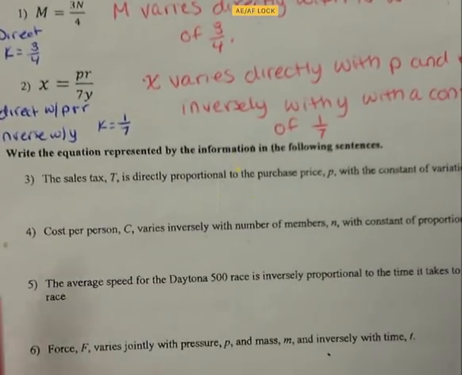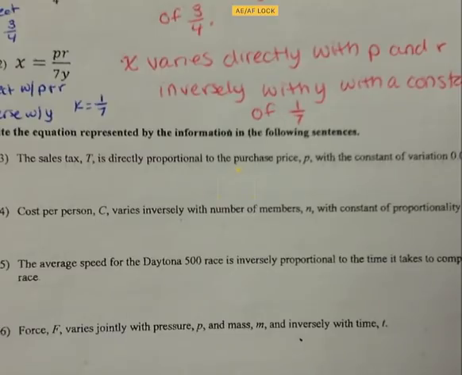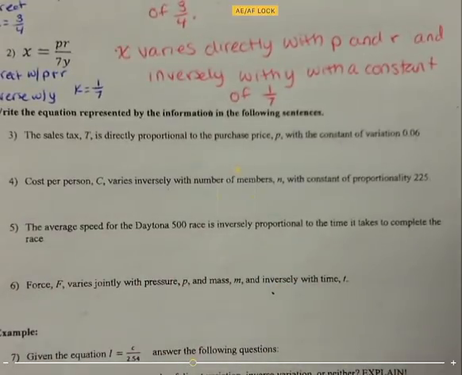Now, we're going to write the equation represented by the information in the following sentences. So this goes back to real world. So you can actually use this in real world application problems. So it says the sales tax T is directly proportional to the purchase price P with constant variation of 6/100. It doesn't say the word varies, but it says directly proportional. Now variation and proportionality are the same thing. So directly proportional to the purchase price P.